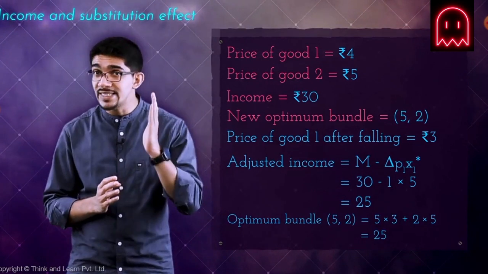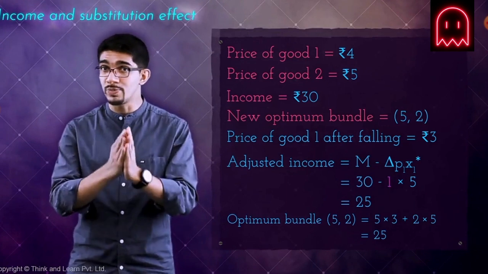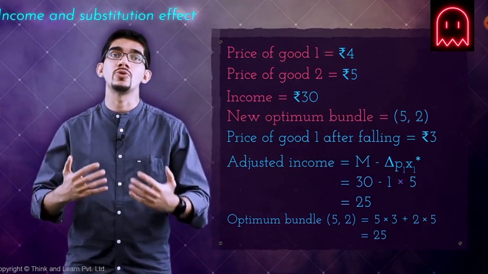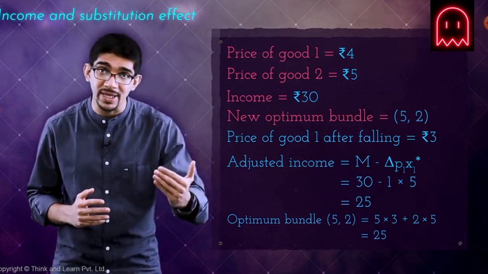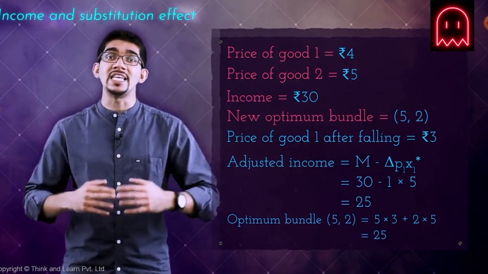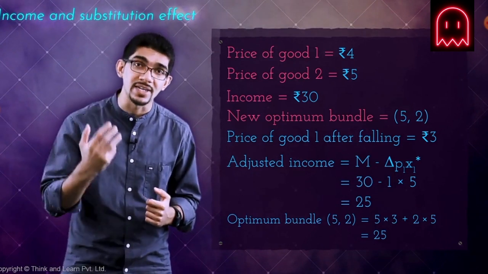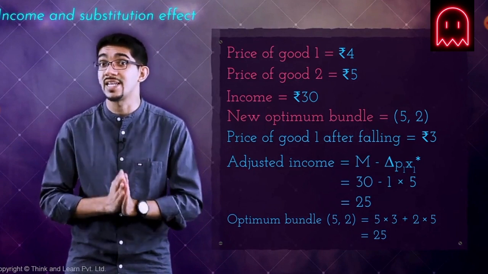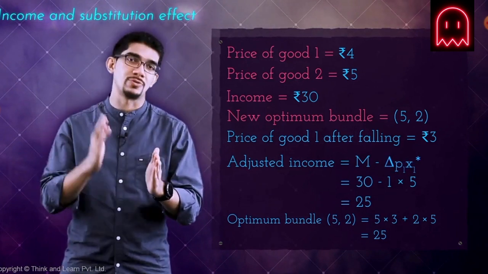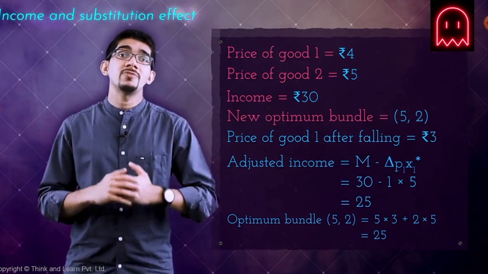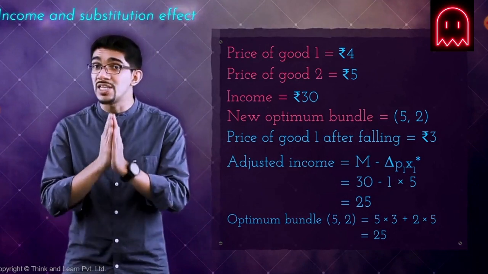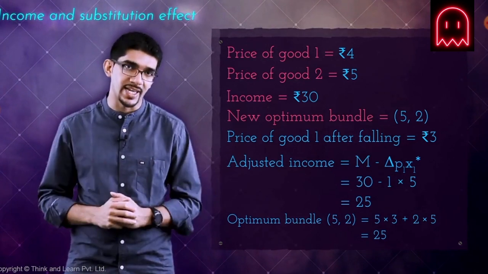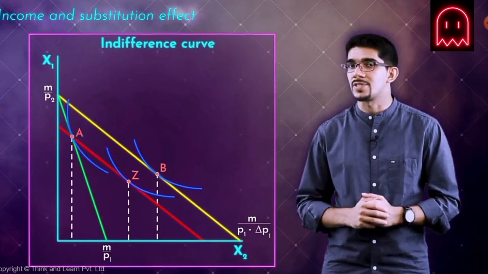One, note that the change in the price of good 1, which is rupees 1, times the amount of good 1 that she was buying prior to the price change, which is 5 units, is equal to the adjustment required in her income, which is rupees 5, which is nothing but delta P1 into x1*. Note that after adjustment, the consumer will be in a position to just buy the older bundle again. Let's come back to the graphs now.